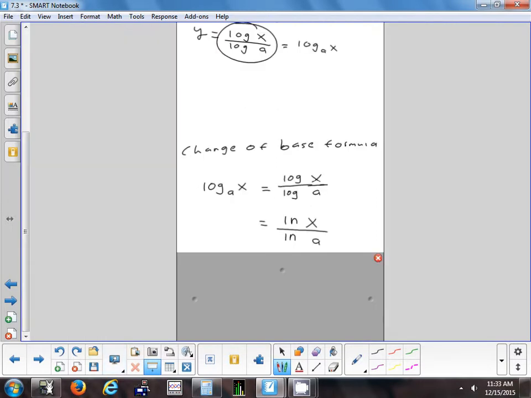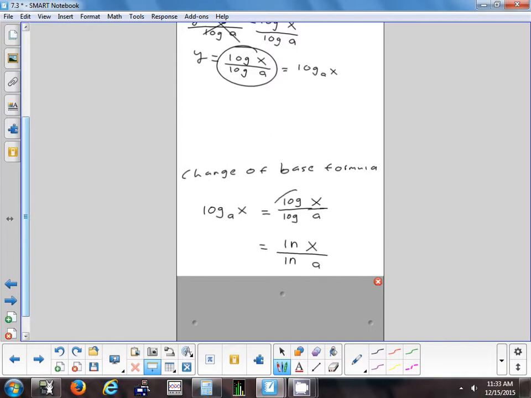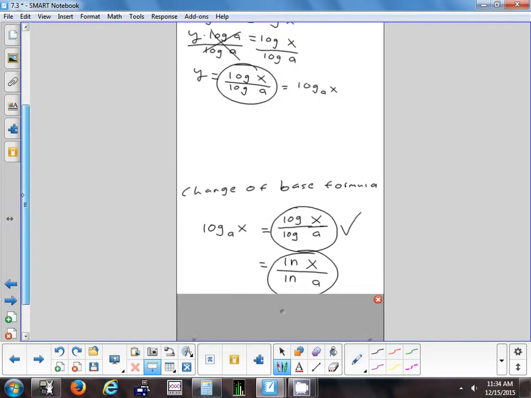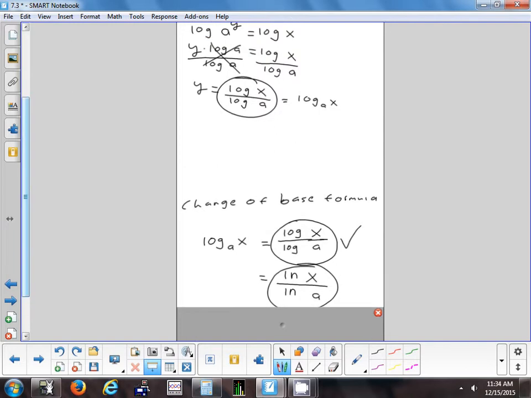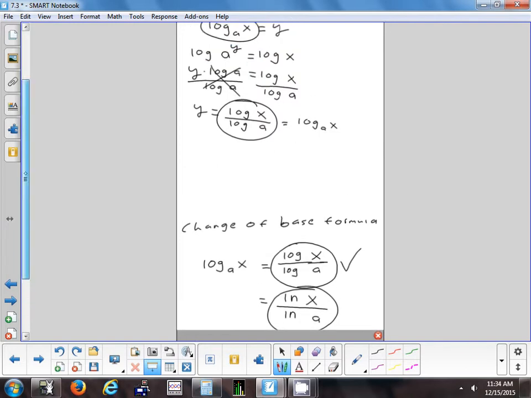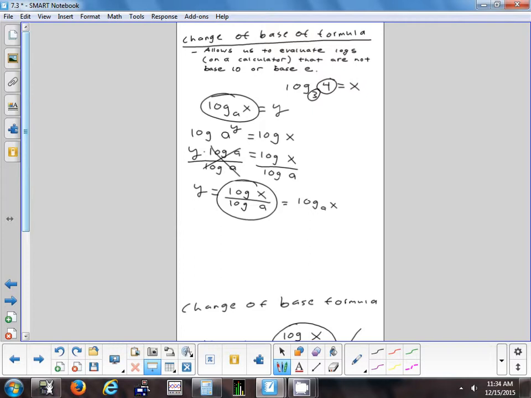So the version that I showed you guys was this top one right here, log x divided by log a. It actually doesn't matter if you use log or you use ln. It would come out the same way. I generally use that one, but it doesn't make a difference. So this whole change of base formula all comes from that third rule that was really helpful, allowed us to put exponents in front, and changing exponential to log form.